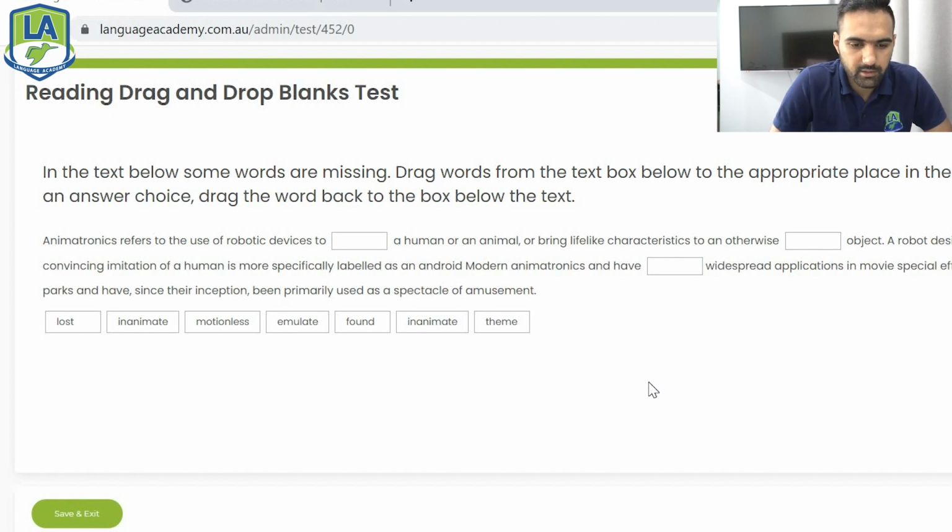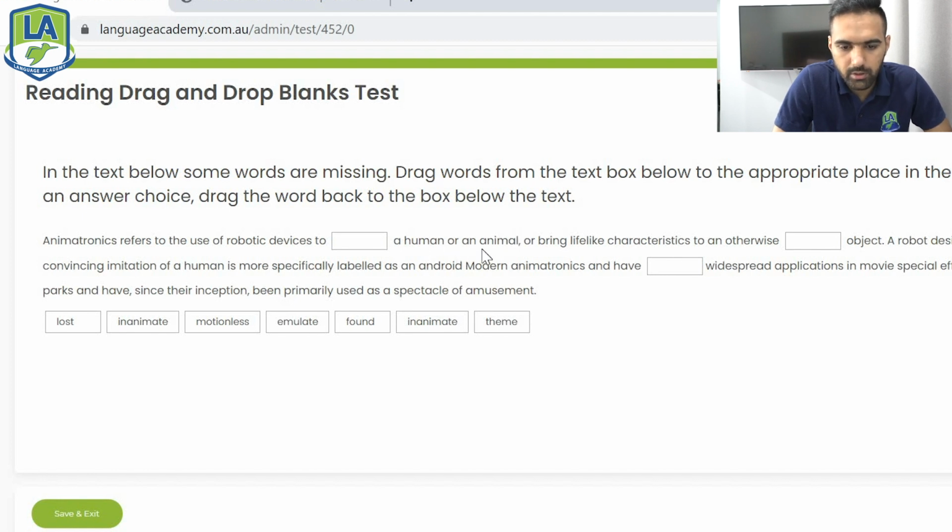All right, this passage is a bit complicated. We have a few difficult words in the options. Let's do it. Animatronics refers to the use of robotic devices to dash a human or an animal. So there's a robotic device dash to dash a human. There should be first form here, but most of the options we have are first form itself. But we need to have a verb here. How many verbs do we have? Lost is not a verb. Inanimate is not a verb. Motionless is not a verb. Motionless is again an adjective. Inanimate is an adjective. Emulate is a verb. We only have one verb.